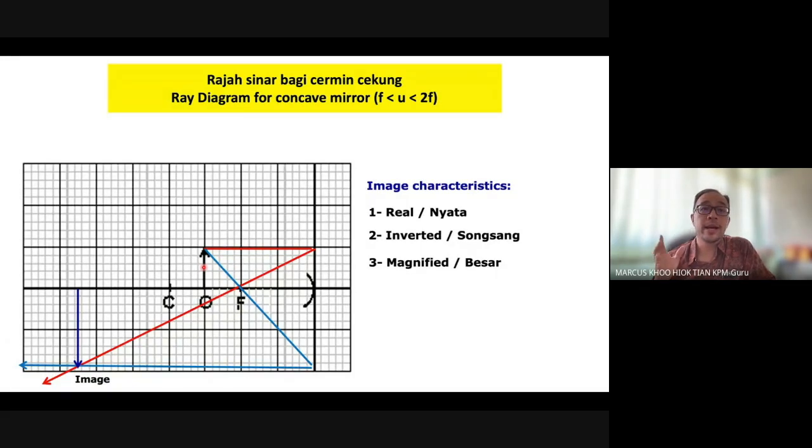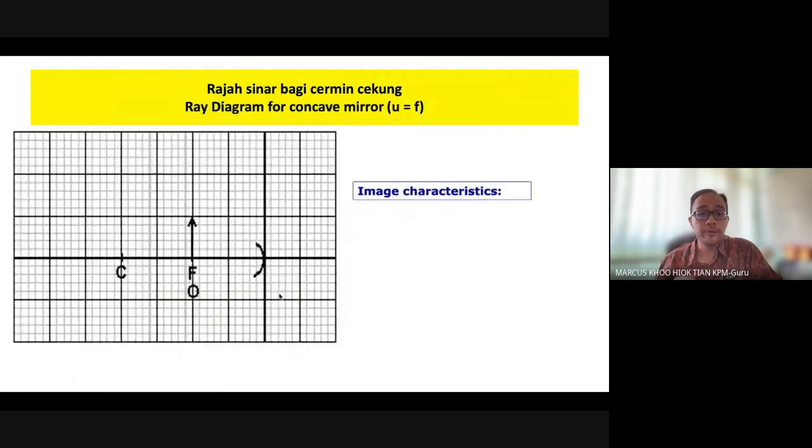Honestly, I feel that light is one of the easier topics, especially if you remember this: real, inverted, magnified. Half the battle is won. Position is beyond 2F. Don't worry about this, it gets further and further. Okay, this is the tricky one. Remember yesterday, it is not just magnified, but it is magnified to infinity. It's a little bit tricky.